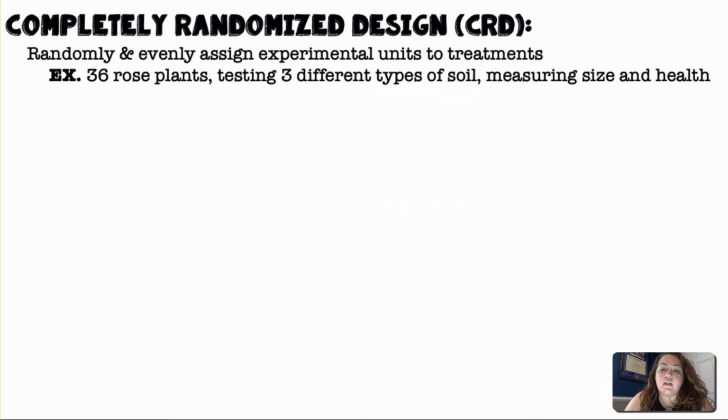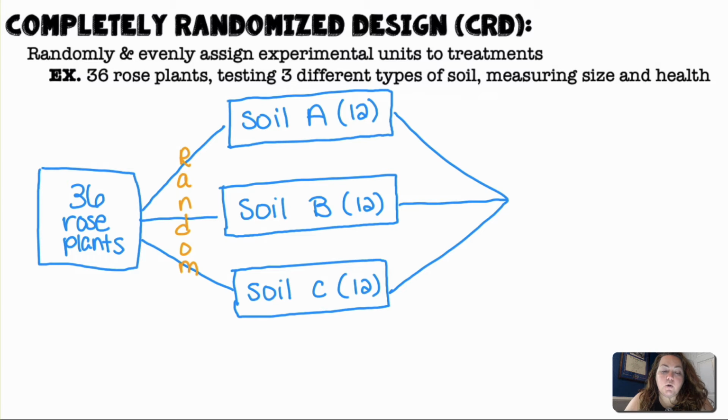Completely randomized design: randomly and evenly assign experimental units to treatments. So our first example, we'll have 36 rose plants. We're testing 3 different types of soil, and we're measuring the size and health of those plants. We're going to start with 36 rose plants and randomly assign them to the different soils. I'm going to call them A, B, and C.